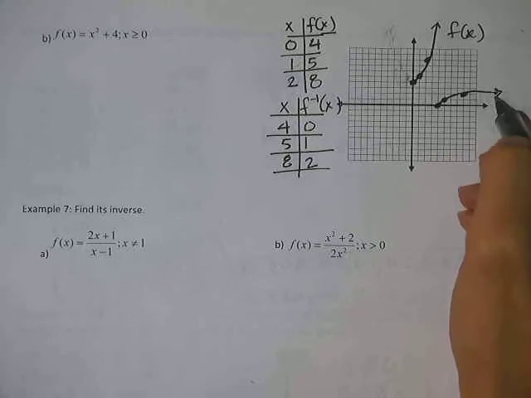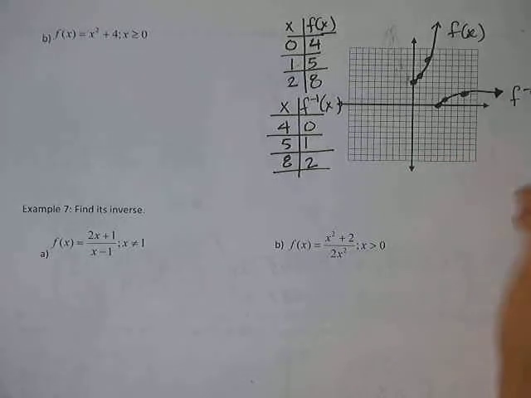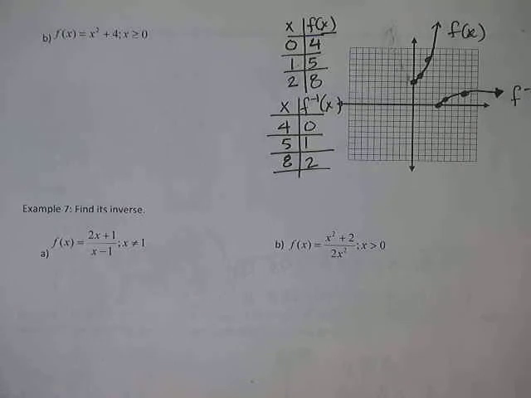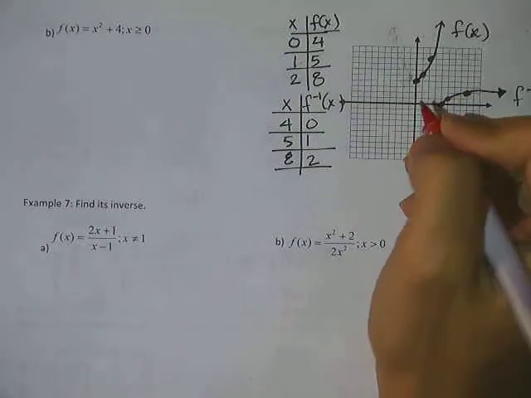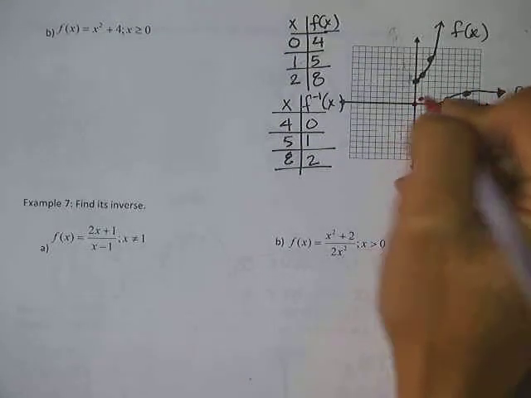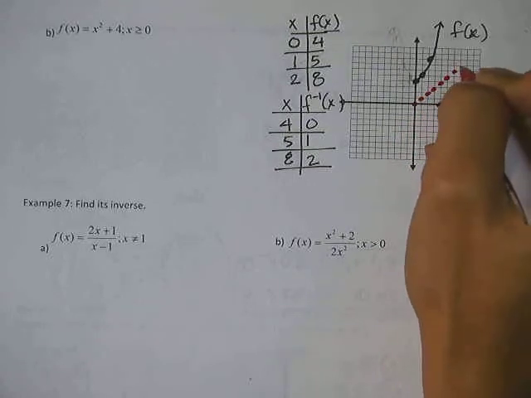So I don't need to find the inverse function to graph out its inverse. Now, as you know, you need to double check later to see if we're right. So plot in your identity line. The identity line is y equals x.